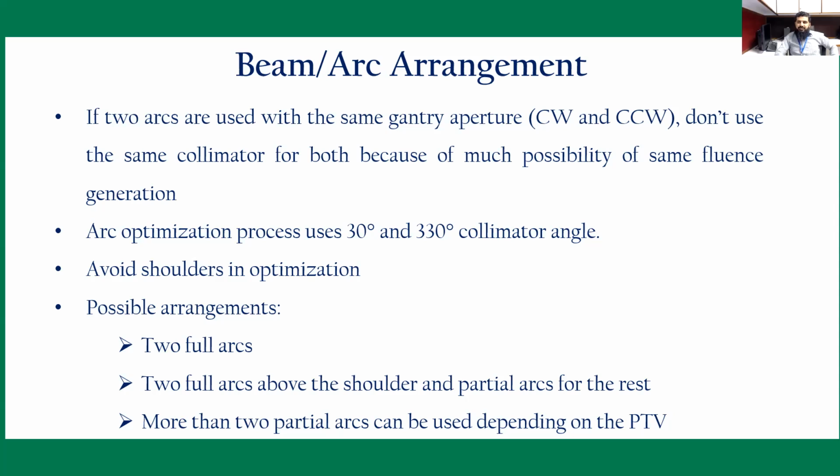So what would be the possible arrangements for VMAT of a head and neck tumor? It could be two full arcs, or two full arcs above the shoulder and partial arcs for the rest. We have to break the PTV, or more than two partial arcs can be used depending on the PTV size or location.